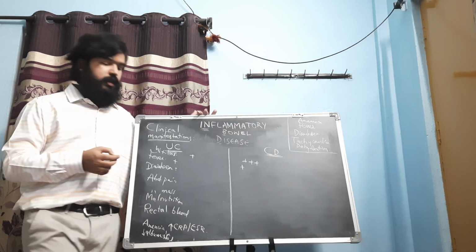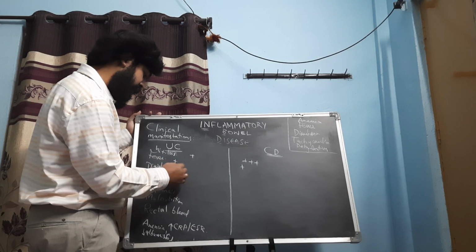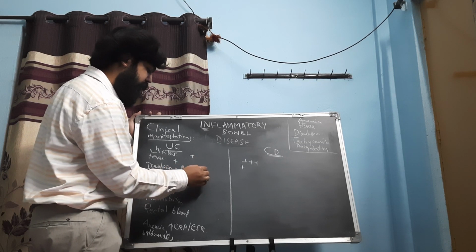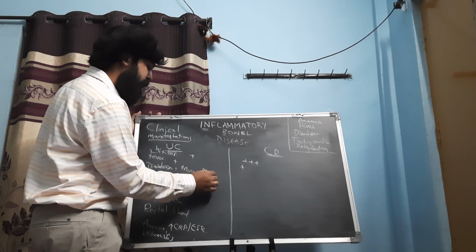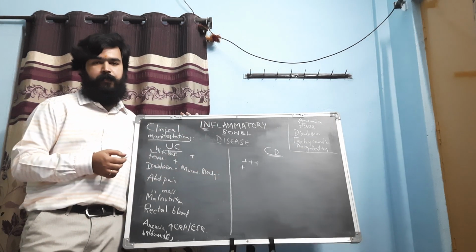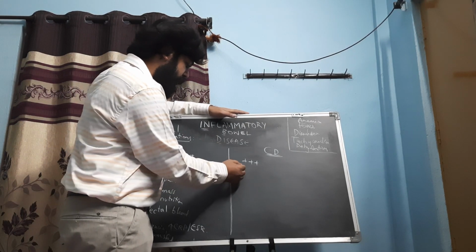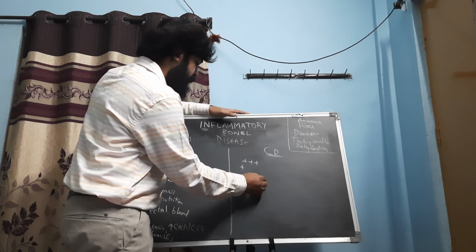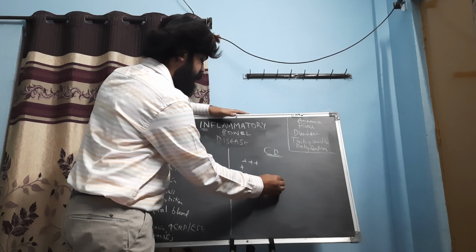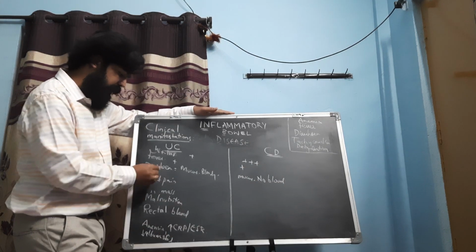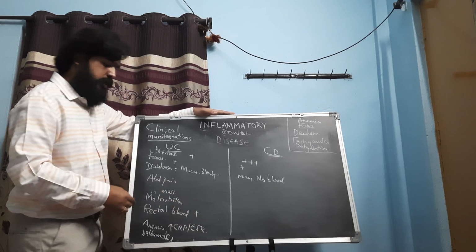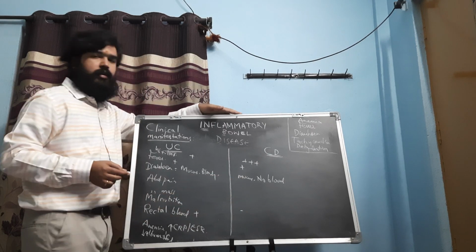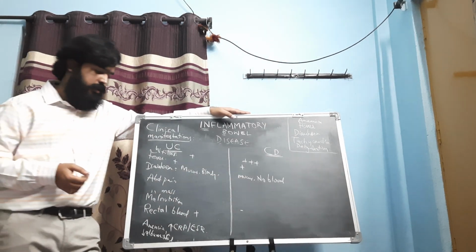In diarrhea, so diarrhea, here in ulcerative colitis we can see mucus and it is bloody diarrhea. And here in Crohn's, diarrhea can also be seen with mucus, but there is no frank blood in it. So obviously rectal bleed is common in UC and is not significant in Crohn's disease.